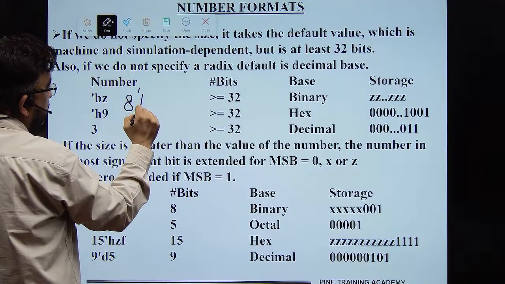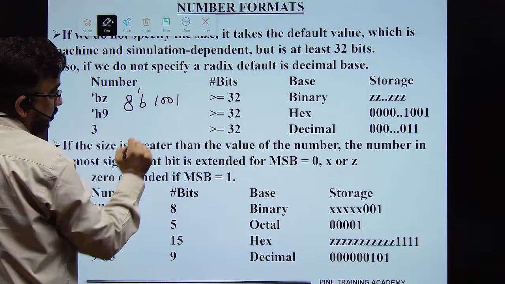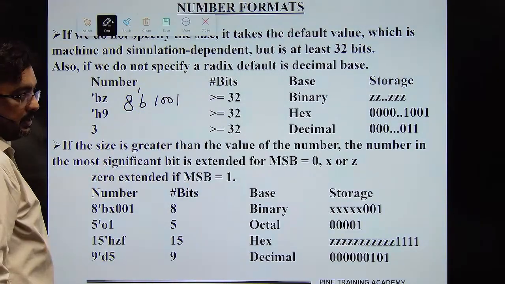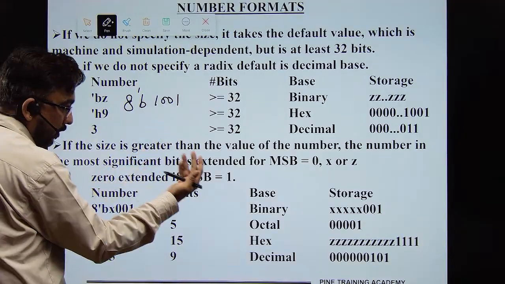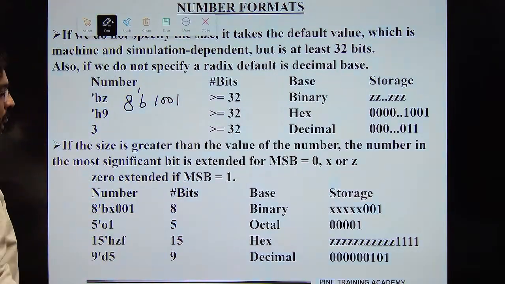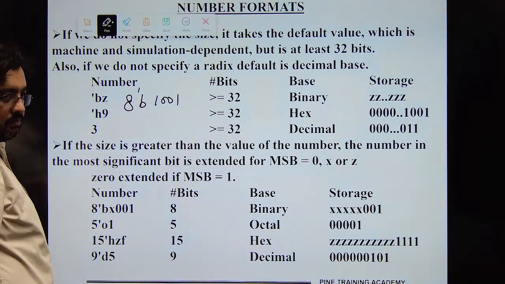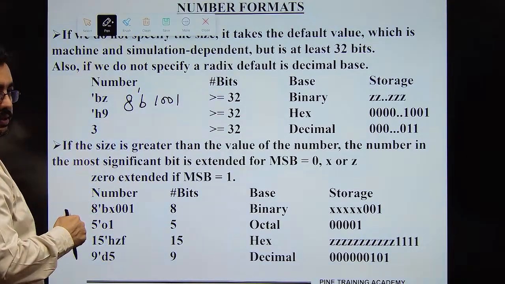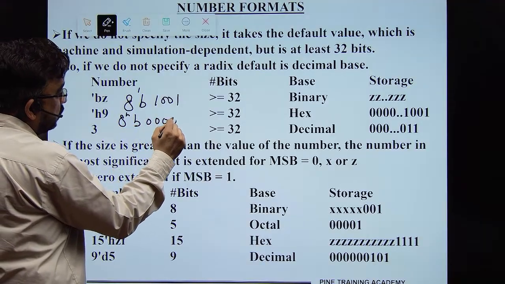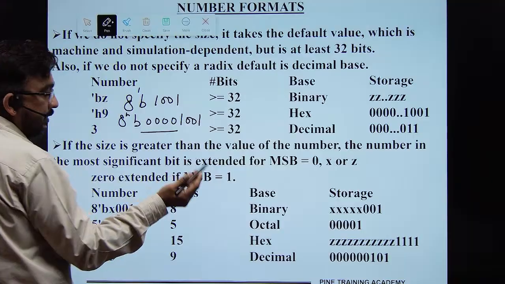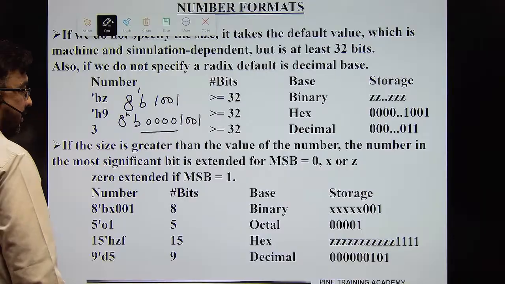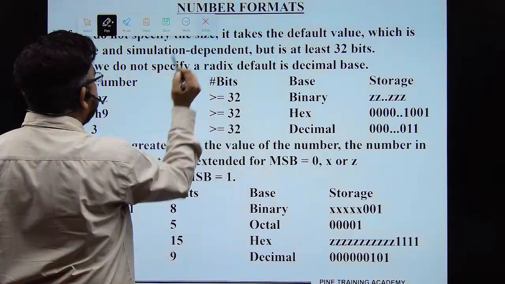8'b1001. What happened? In this case, MSB is 1, and if we extend it with 1s, 11111, then basically the number is changed. I want 9, but if we put 1111, the number is changed. So what will the tool do here? It will add 0s, because adding 0 on the MSB side will not change the number. Okay, so this is one thing.